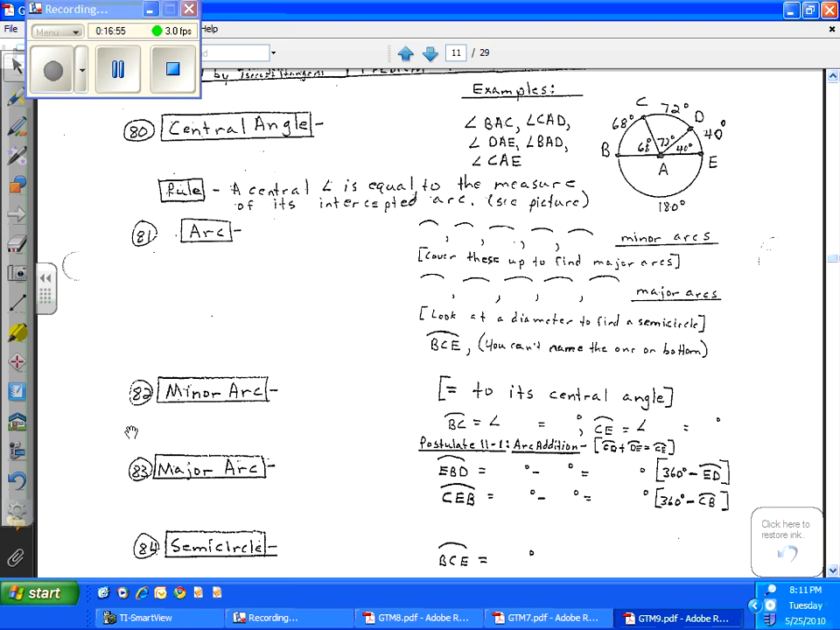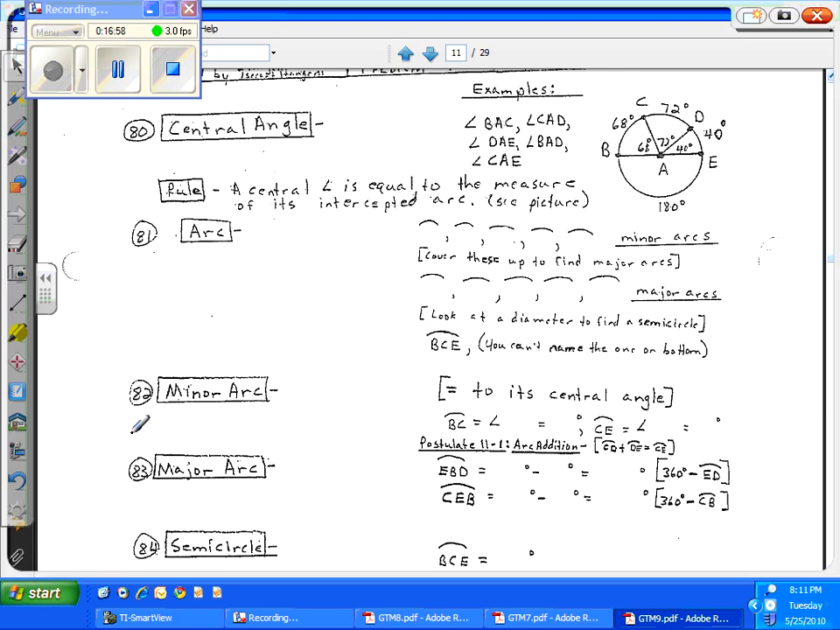A minor arc is less than halfway around, less than a semicircle. And so BC is a minor arc. From C to D, that's less than a semicircle. It's a minor arc. DE is less than a semicircle. It's a minor arc.